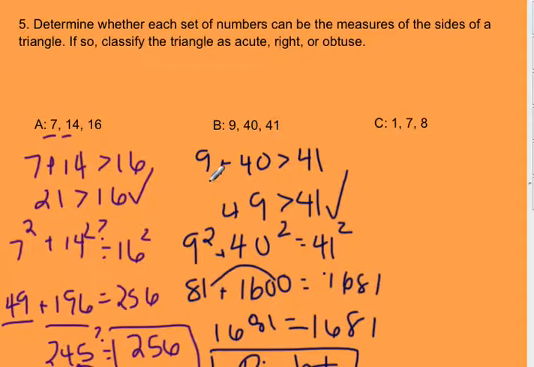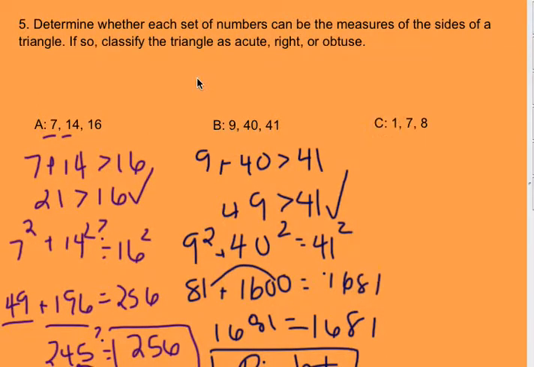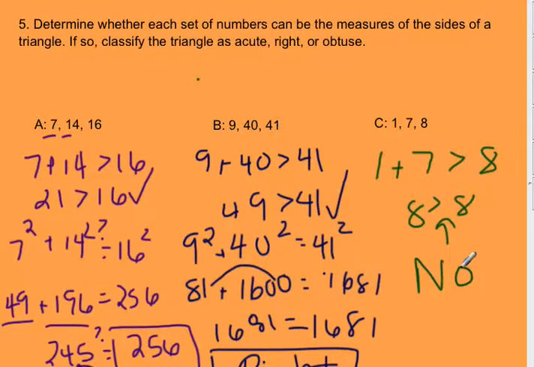Now, let's take a look at letter C. The first thing we need to do is make sure that it's a triangle. So I need to make sure that 1 plus 7 is greater than 8. Is 8 greater than 8? Well, it's asking that it's strictly greater than, not equal to. And no, 8 is not bigger than 8. So this isn't even a triangle, so we're not going to go any further because it's not a triangle. Now, let's take a look at number 6.